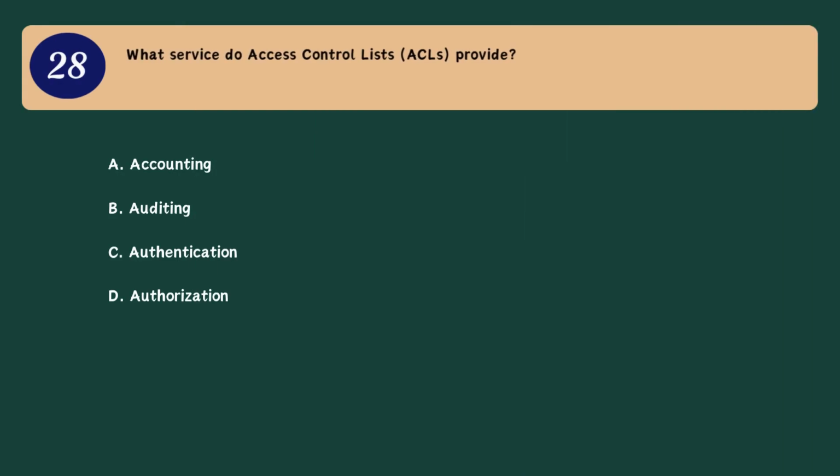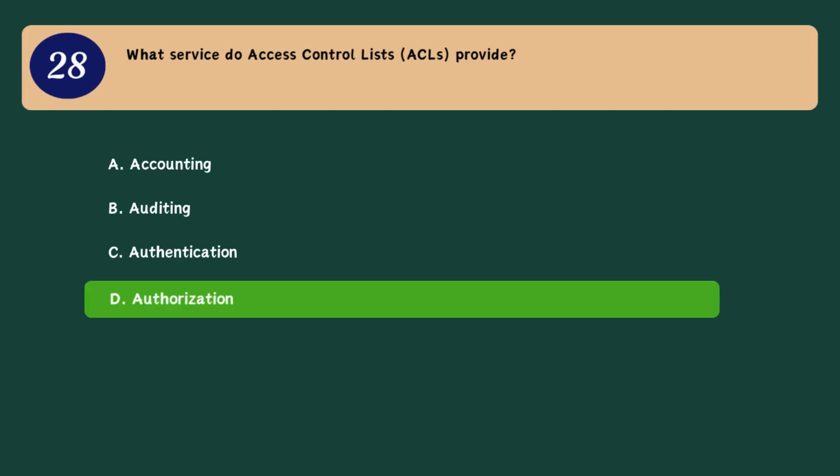Question 28. What service do access control lists provide? A. Accounting. B. Auditing. C. Authentication. D. Authorization. Correct answer. D. Authorization.